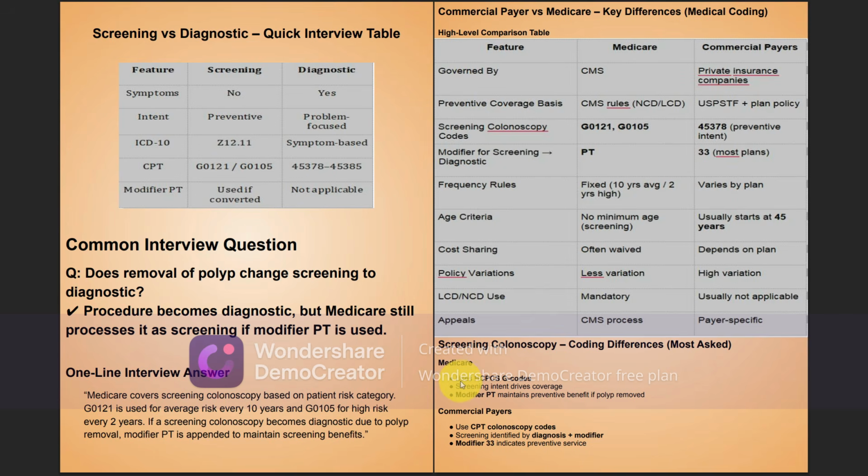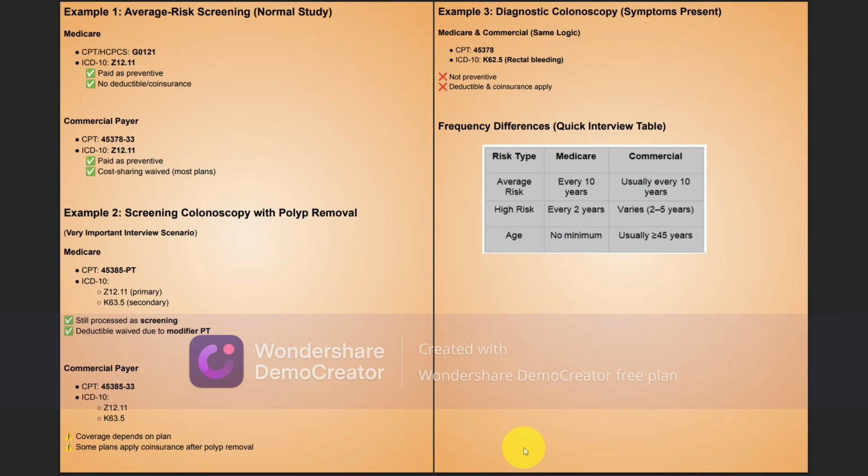Medicare uses HCPCS G codes; screening intent drives the coverage, and modifier PT maintains the preventive benefit if polyps are removed. Commercial uses CPT colonoscopy codes, with screening identified by the diagnosis code plus modifier 33 to indicate preventive services. Examples of average risk screening, normal study: Medicare CPT code is G0121, ICD code Z12.11, paid as a preventive service, no deductible.